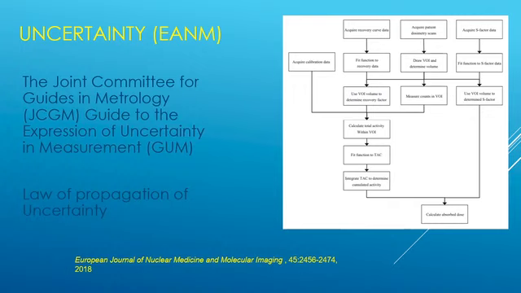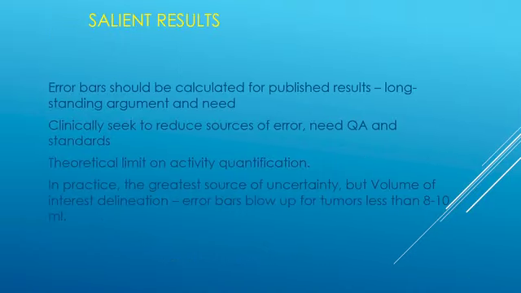The guide to the expression of uncertainty measurement, and using the law of propagation of uncertainty, you identify what your sources of uncertainty are and how these propagate to the uncertainty on the absorbed dose. So this is a huge result, and so we have a methodology now for error bars. The most important result here is that we should be publishing. When you do research and when you are publishing papers, you should be giving error bars using these methodologies.